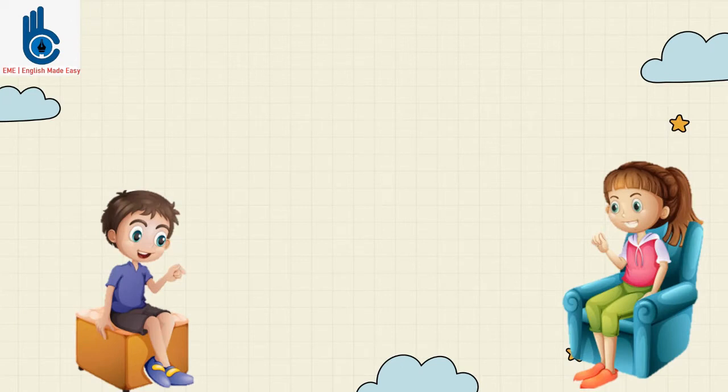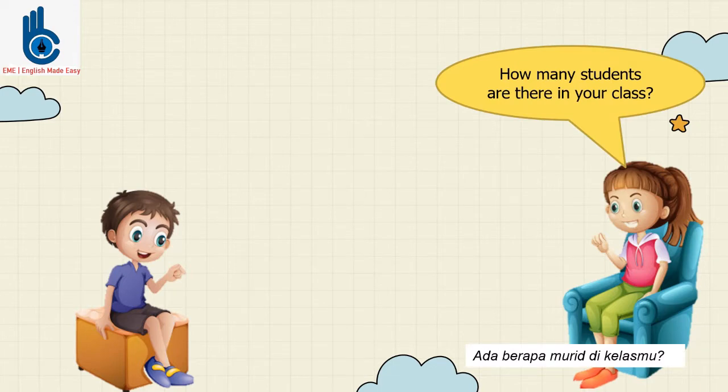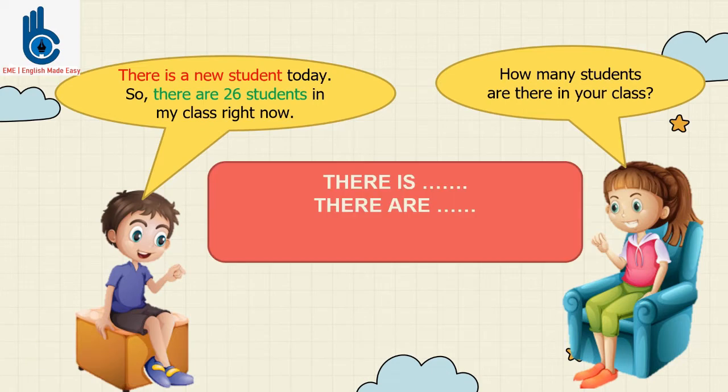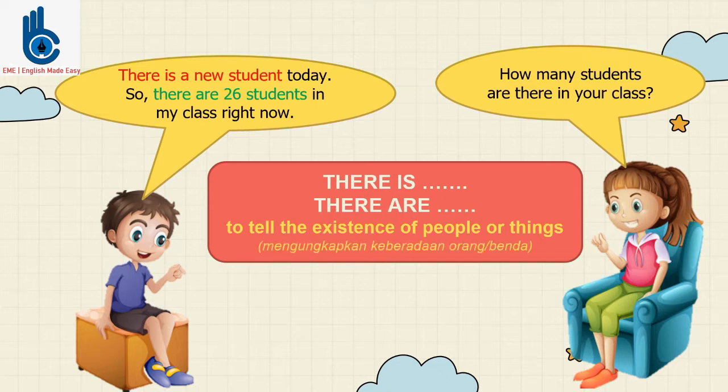In the previous dialogue, we can see there are two children talking to each other. The girl said, "How many students are there in your class?" And then the boy answered, "There is a new student today. So, there are 26 students in my class right now." There is and there are used to tell the existence of people or things. Kata there is dan there are dipakai untuk mengungkapkan keberadaan orang atau benda.